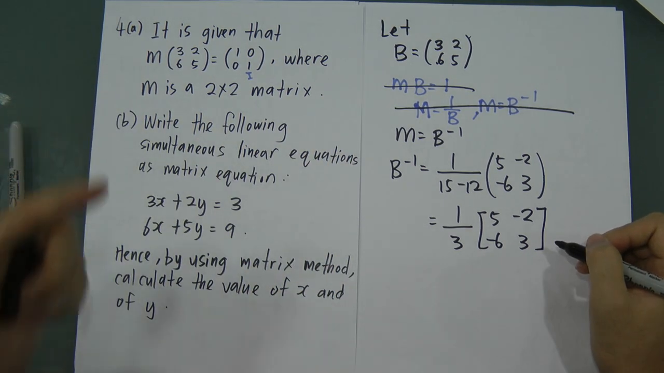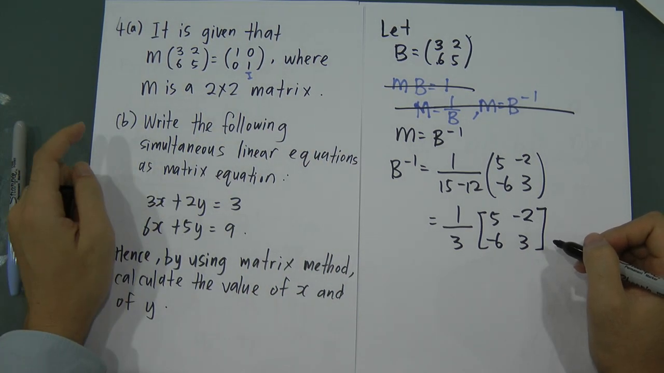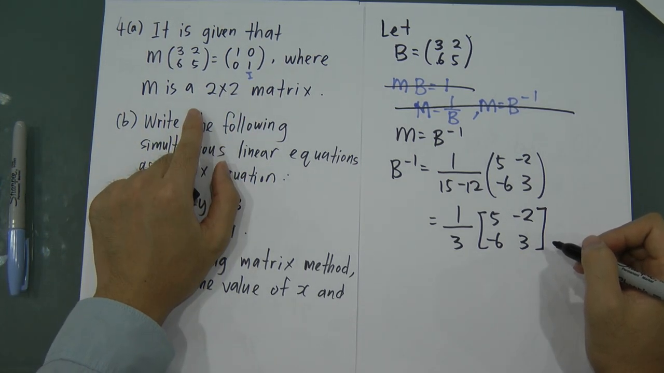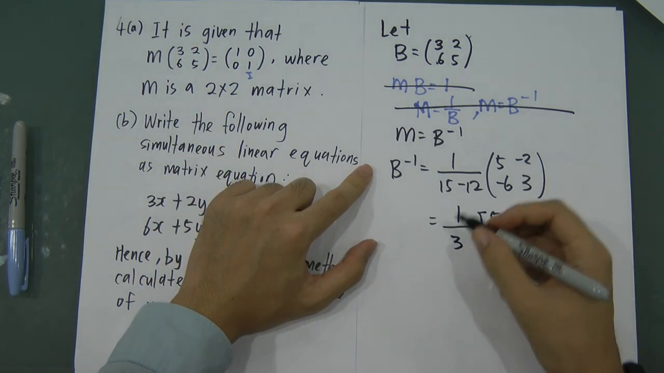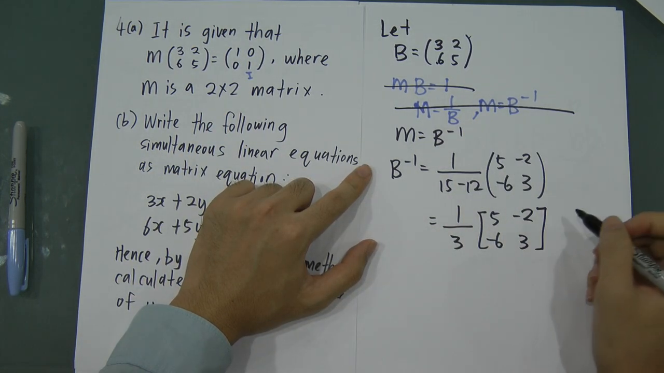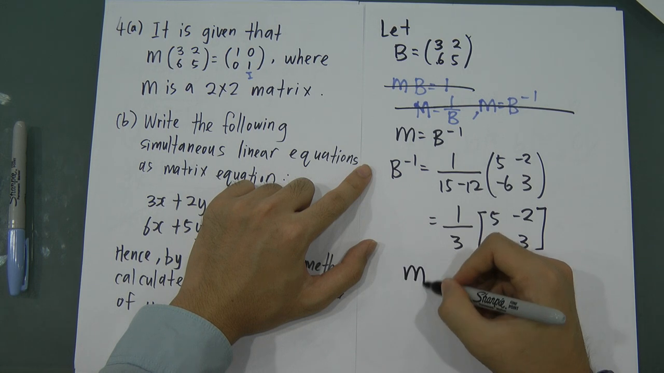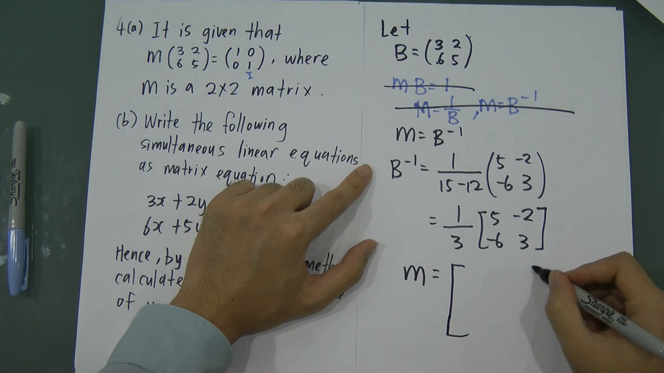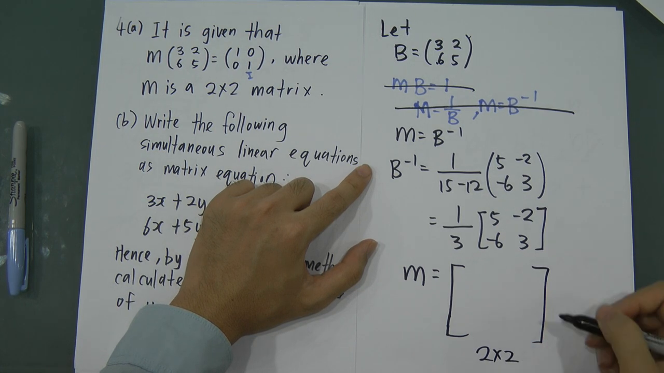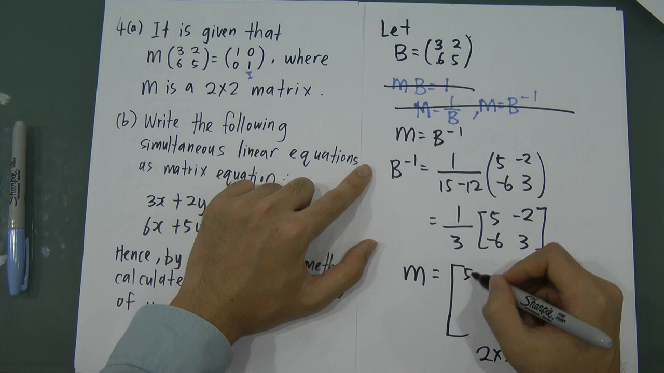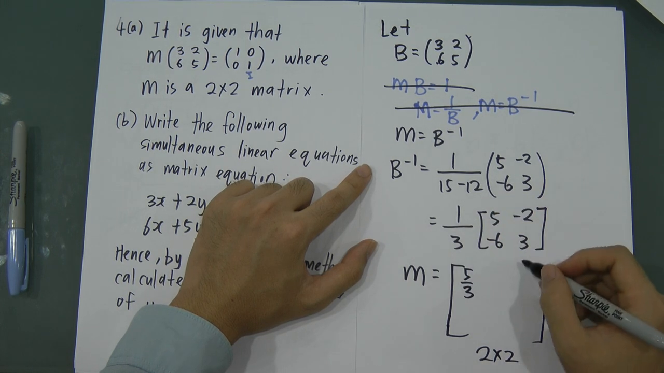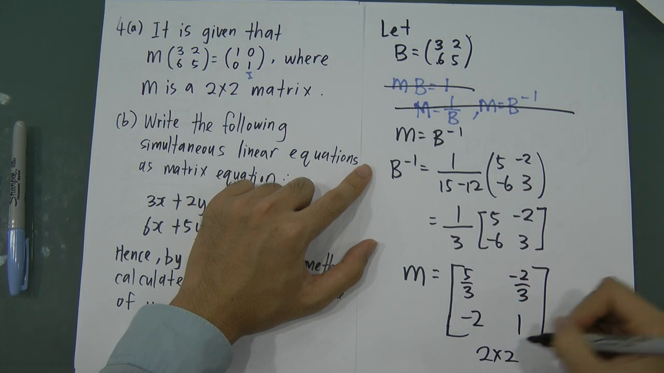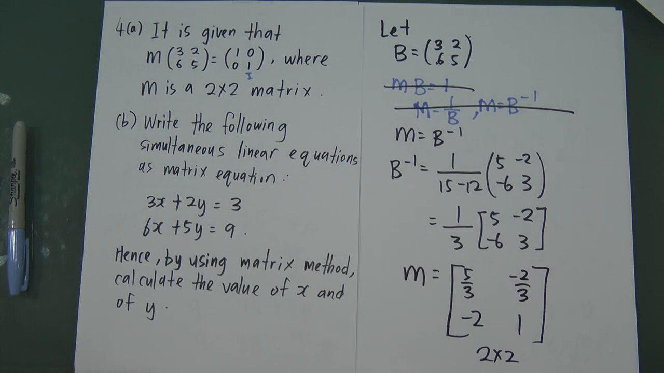Okay, because he asked you to find M. I think I wrote something less, because actually he asked you to find M. So M is equal to the B inverse, right? So I'm going to multiply it in to make it look simple, because this is a 2 by 2 matrix, right? So 1 over 3 multiplied by 5, I got 5 over 3. 1 over 3 multiplied by 2, I got -2 over 3. This one will get -2. This one will get 1. So this is the matrix for M.